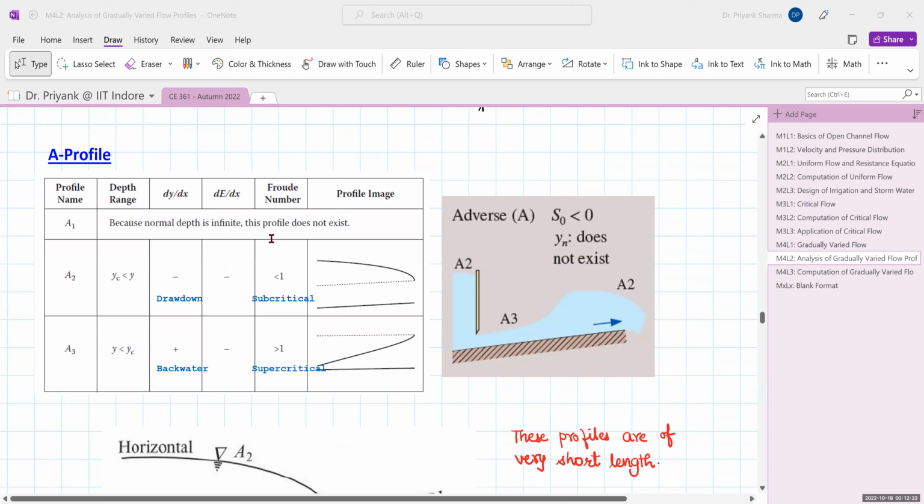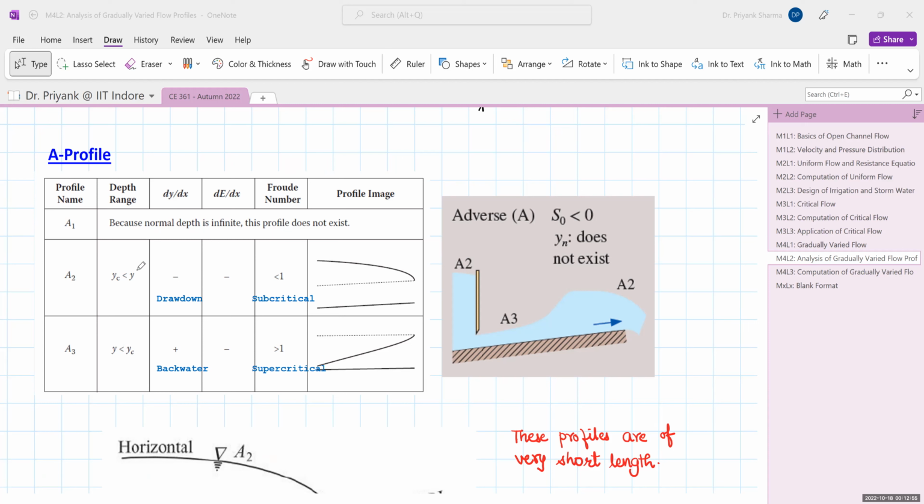And the last is your A profile, that is an adverse slope. Again, since your normal depth is infinite, your A1 profile is not possible. So out of 15, H1 and A1 are not possible. C2 represents uniform flow. So the remaining 12 are your GVF profiles.